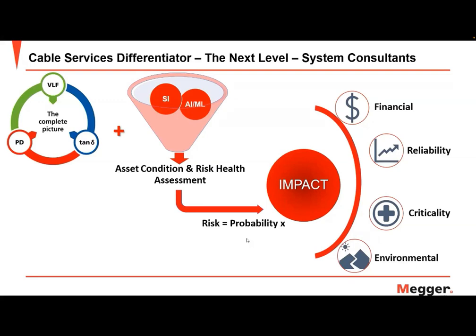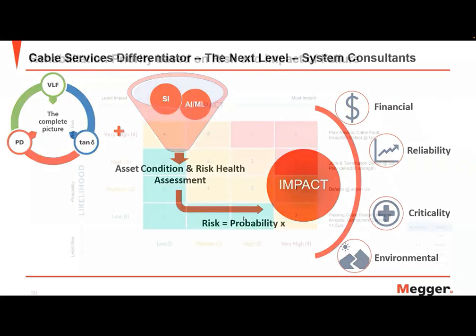We talked about criticality: hospitals, major venues, data centers, petrochemical plants, airports. There's a big impact of failure if a cable fails and takes them out. And then also environmental. We've certainly heard a lot about fire risks, and we've heard about environmental oil leaks and the like. So we're looking at probability times impact as we look at risk.